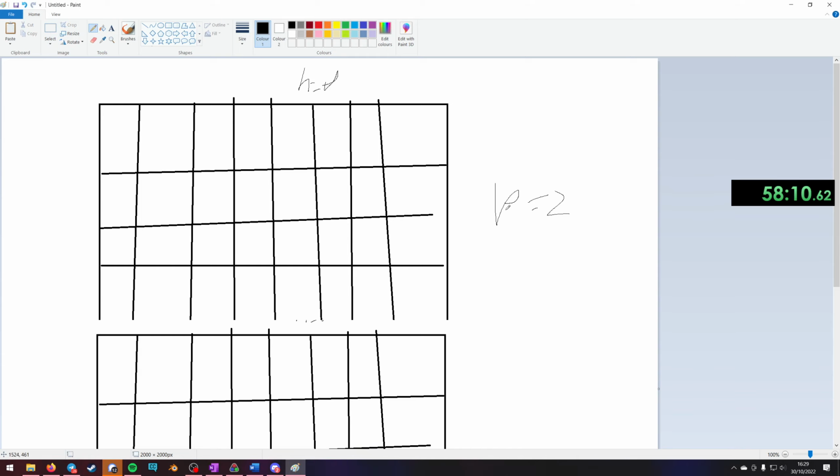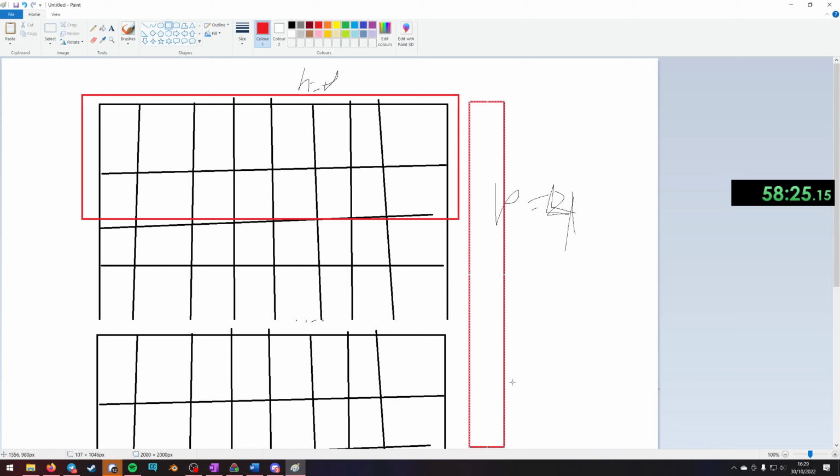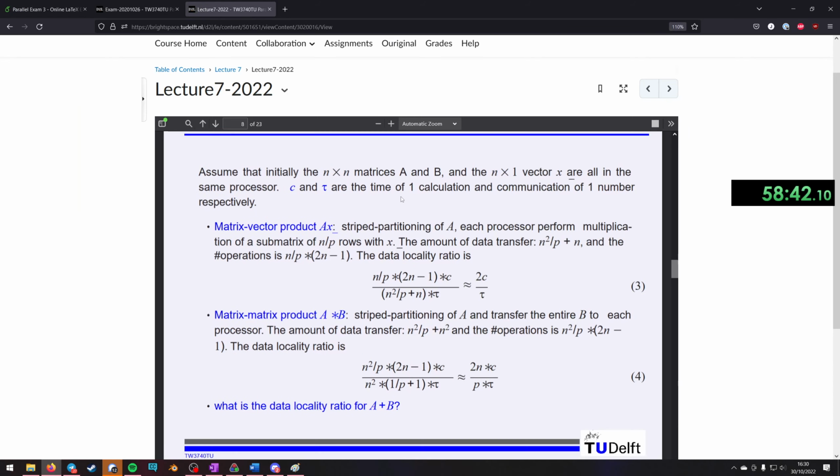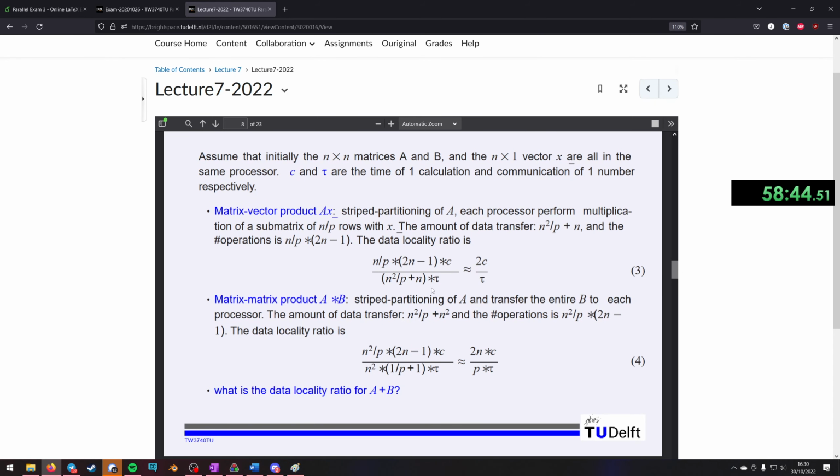So let's make it P 4 then, so that's easier to draw. If I'm a core, the stuff that I need to work on is this, and also the full vector next to it. So the amount of stuff that gets communicated to me is the entire vector n plus this part, which is n squared over p, because n squared is the whole matrix, and we're dividing it over p cores. So that's the communication overhead: n squared over p plus n times communication time.